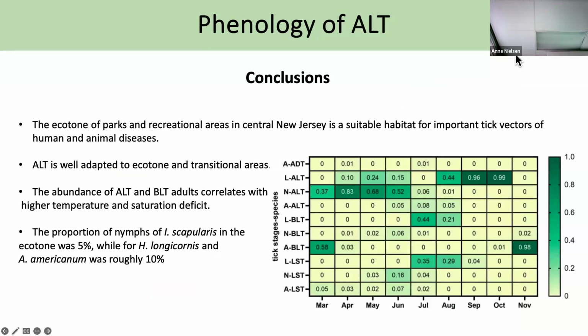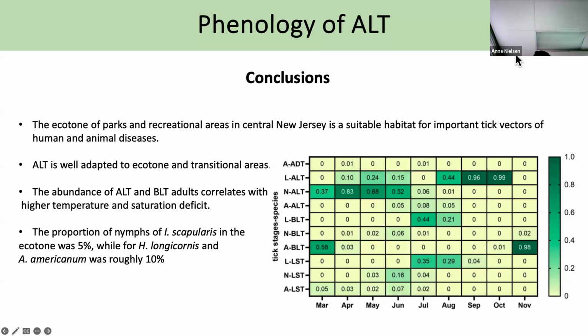So the conclusions for this study were that the ecotone of parks and recreational areas in New Jersey is a suitable habitat for important tick vectors like longicornis, black-leg ticks, and lone star ticks. The Asian longhorn tick is well adapted to the ecotone and transitional areas, and the abundance of ALT and black-leg tick adults correlates with a higher temperature and saturation deficit, which might be a surprise for ALT, not that much for black-leg ticks.